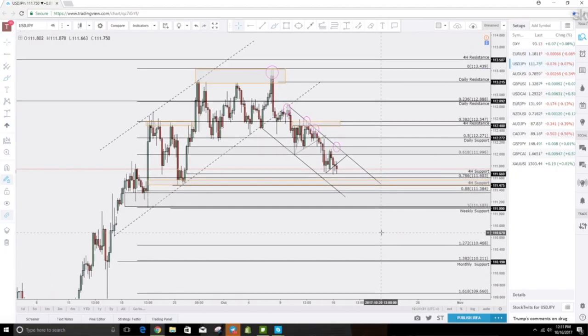With this being said, I'm only looking for buys, guys. Buys and only buys. Sorry, not buys, sells. Sells and only sells, guys. It's the only type of trades I'm looking to take.